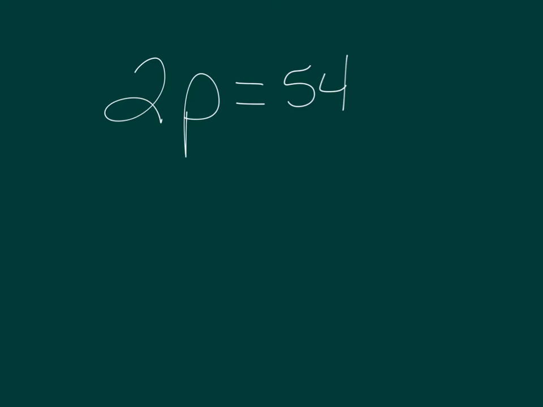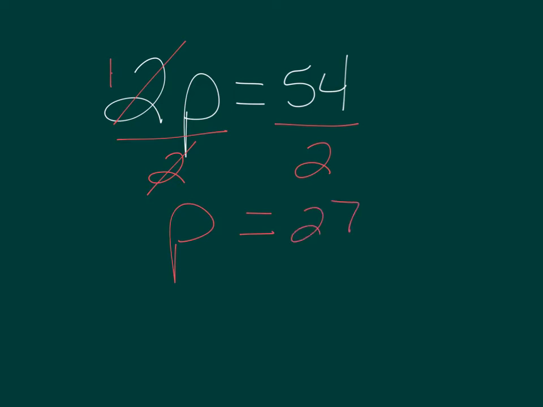Now, let's take a look at a multiplication problem. We have 2 times P is equal to 54. Well, remember, the opposite of multiplication is division. So we can divide by 2 on both sides. The 2's cancel out because 2 divided by 2 is 1, and 1 times P is P, equals, now 54 divided by 2 is 27.